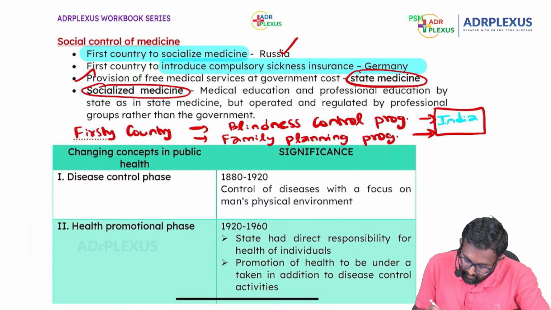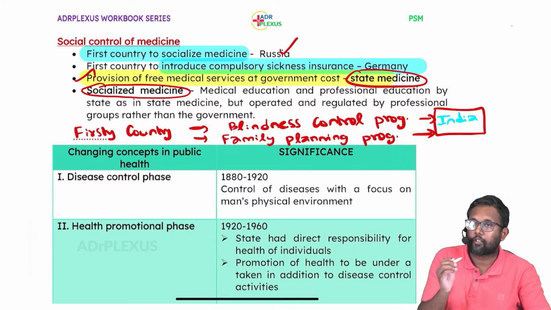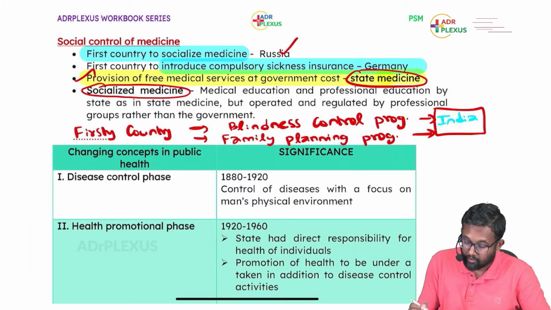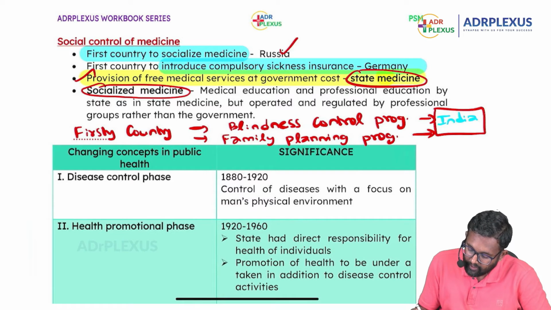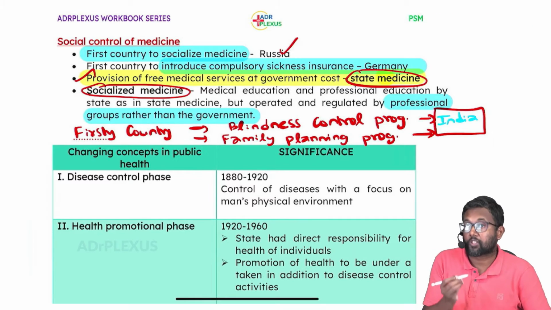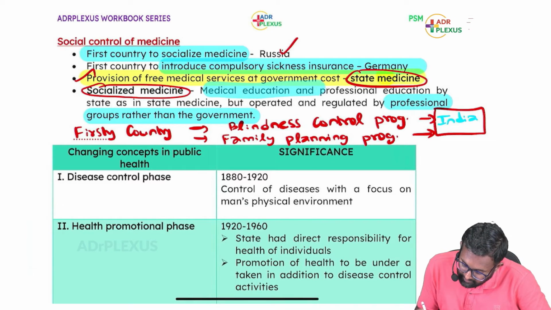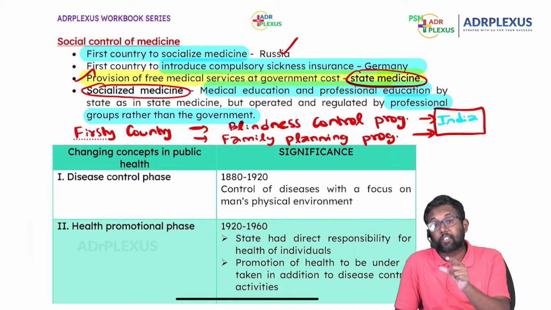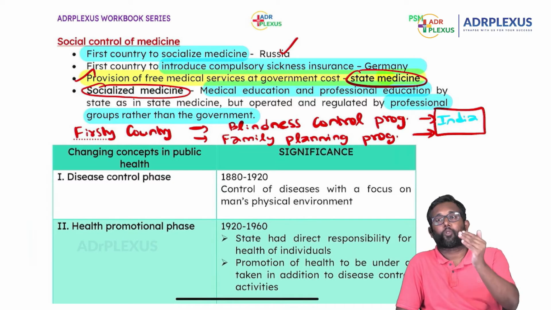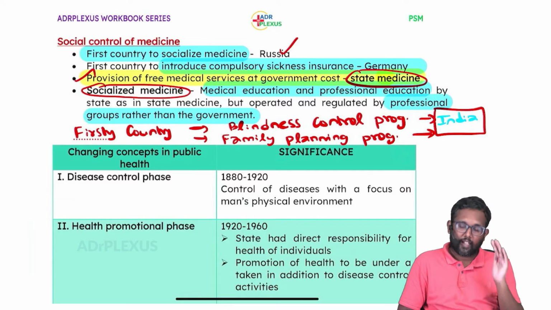So, provision of free medical services to the people at government cost is state medicine. But in socialized medicine, we have some professional bodies. These professional groups operate the medical education and the professional education. That is called socialized medicine. This is the difference between state medicine and socialized medicine.